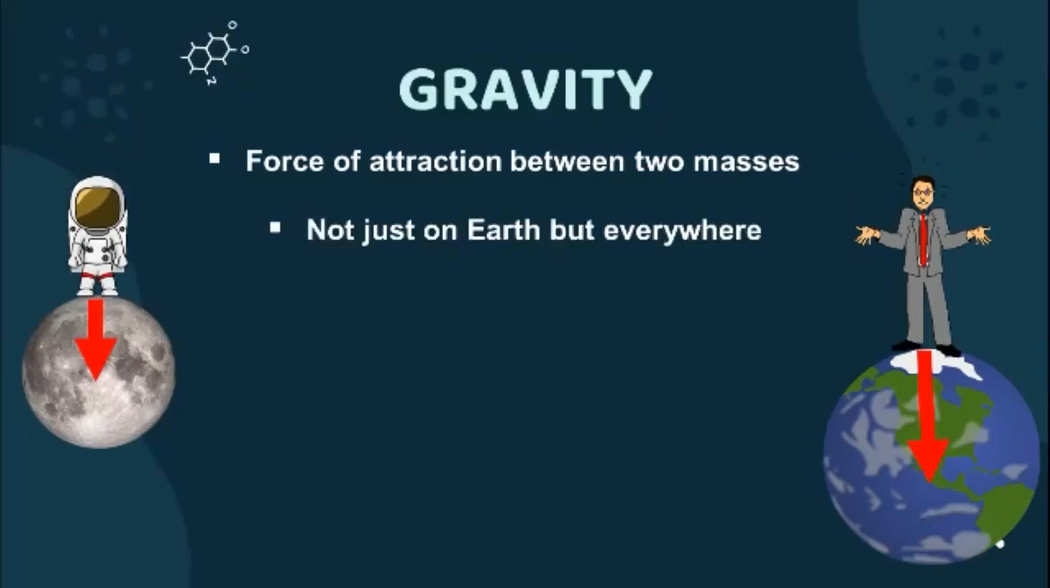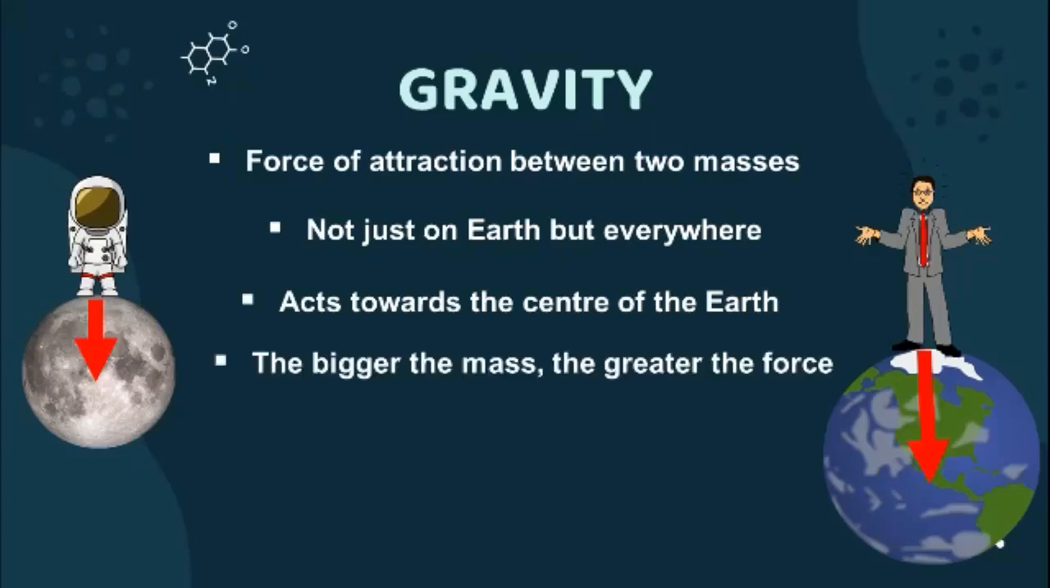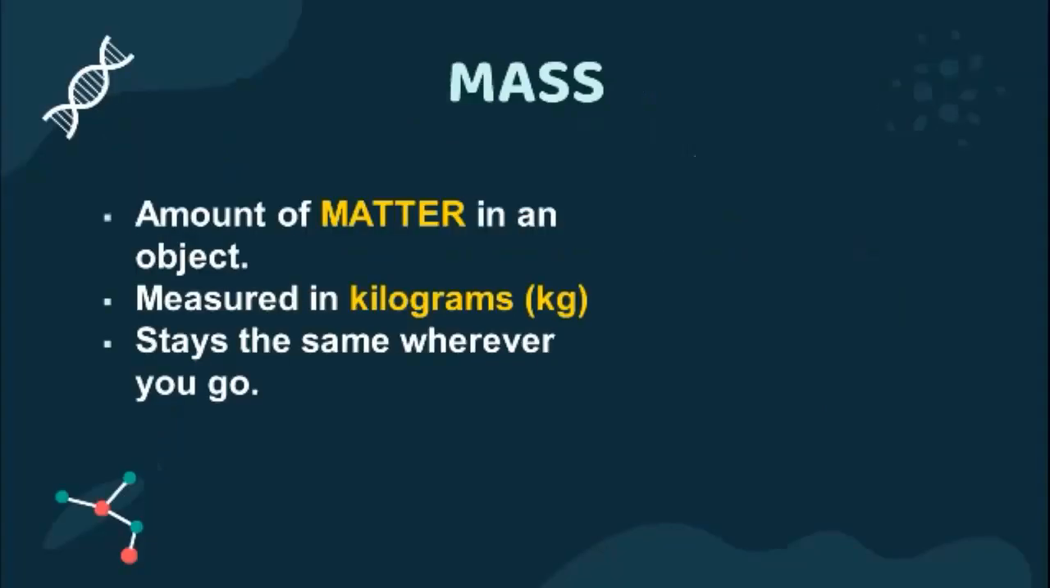Contrary to what you may think, gravity exists not only on Earth, but everywhere. Now, with regards to objects on Earth, the force of gravity pulls objects towards the center of the Earth. You also need to know that the bigger the mass of an object, the greater the force of gravity it exerts on smaller objects around it.